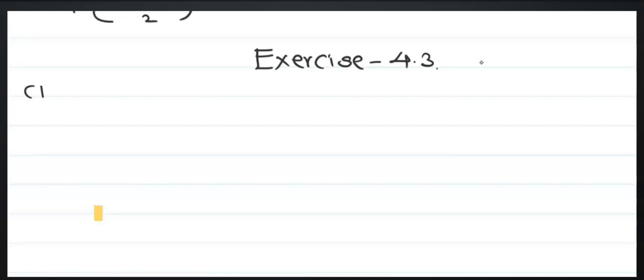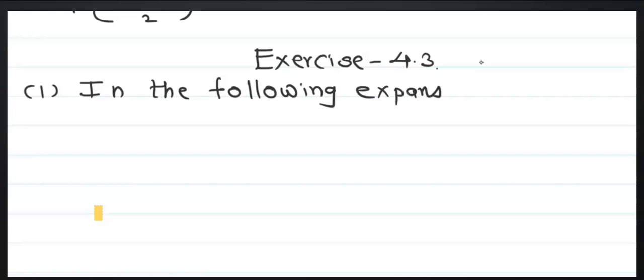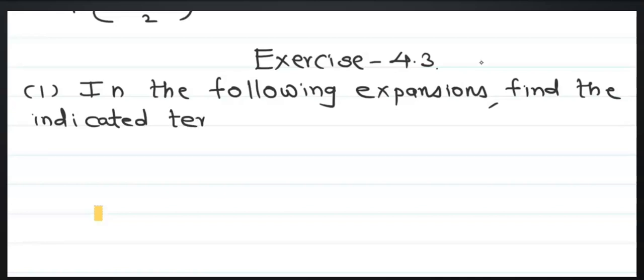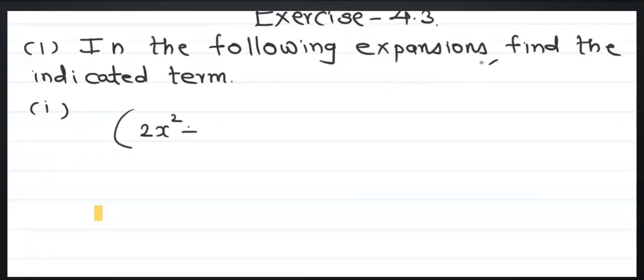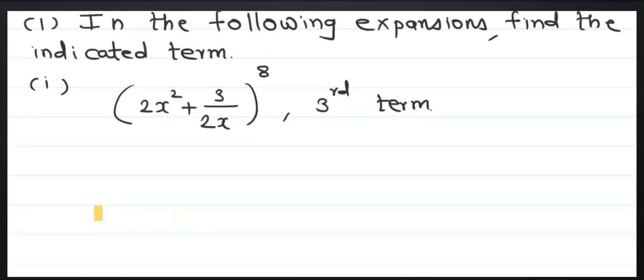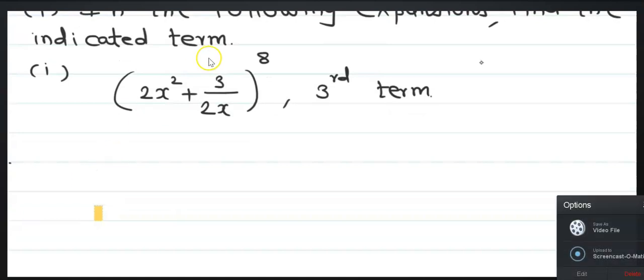Now we'll start exercise 4.3. In the following expansion, find the indicated terms: (2x square plus 3 upon 2x) raised to 8, the third term. In this case, we want to find the third term in the expansion of (2x square plus 3 upon 2x) raised to 8. Here we will take n is equal to 8. And third term means what? T suffix r plus 1 is equal to 3. Therefore, we will take r is equal to 2.